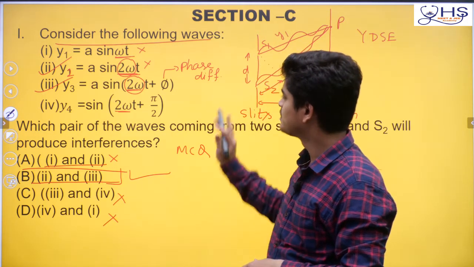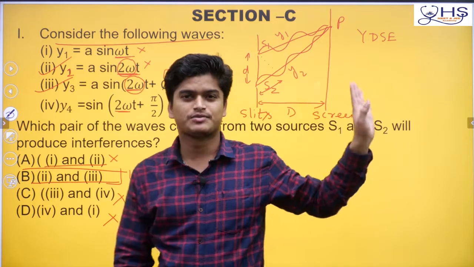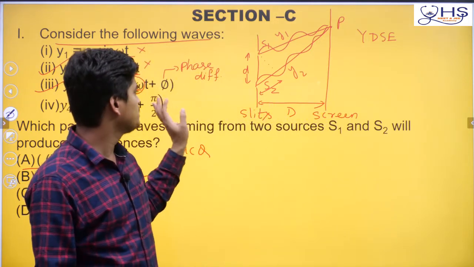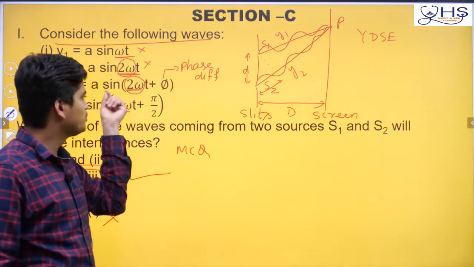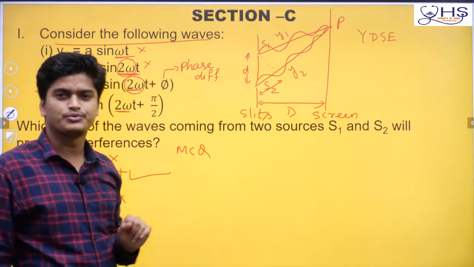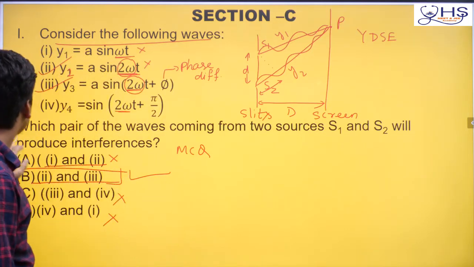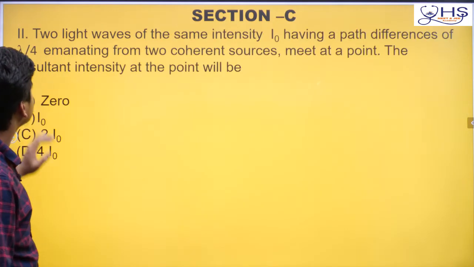Option B is correct. So remember this one. In YDS experiment, coherent sources, same frequency, and here amplitude will be same, and some phase difference should be there. Coherent sources you should take. Now come to the next question.